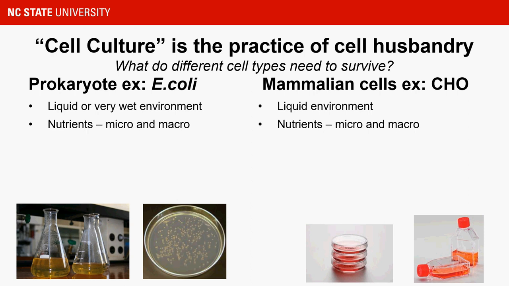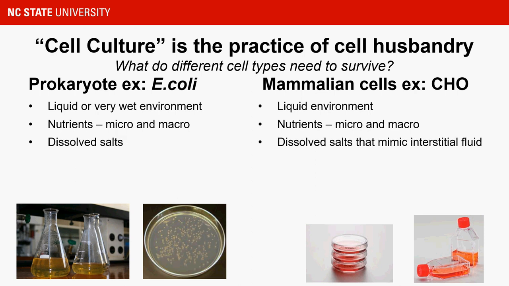Both prokaryotes and mammalian cells need nutrients to grow. In addition, we need dissolved salts. And for mammalian cells, we need dissolved salts that mimic interstitial fluid. In addition, we also need other components that are found in blood.